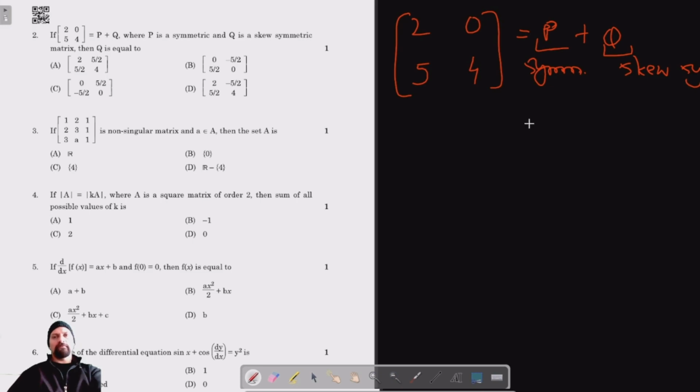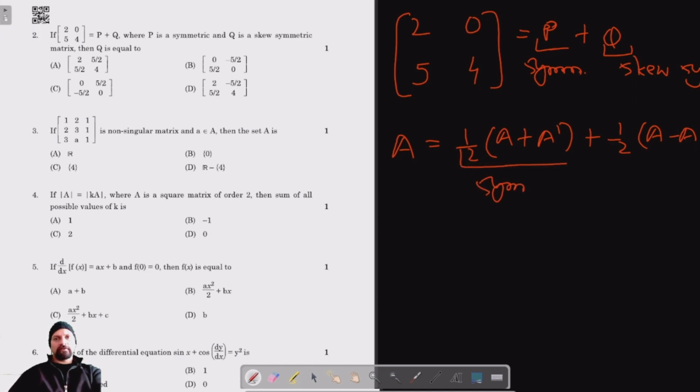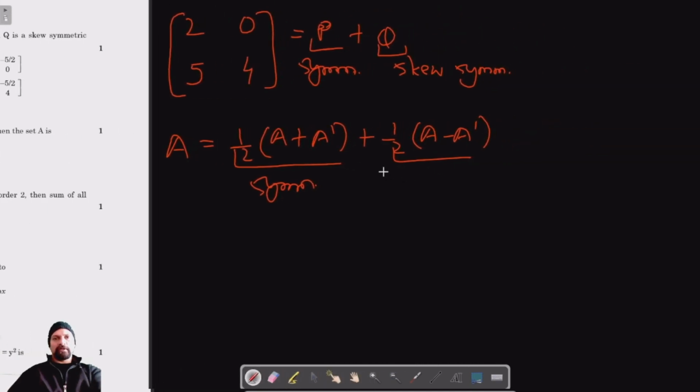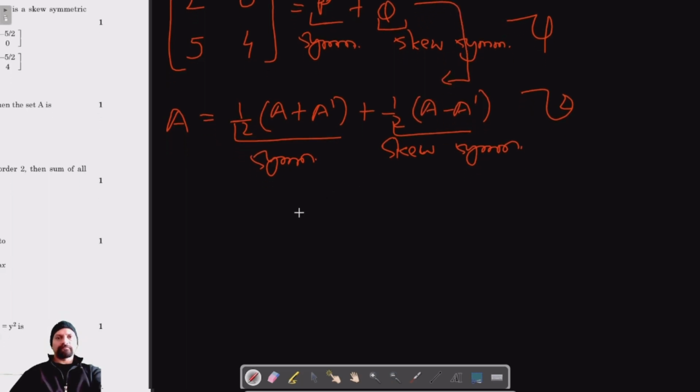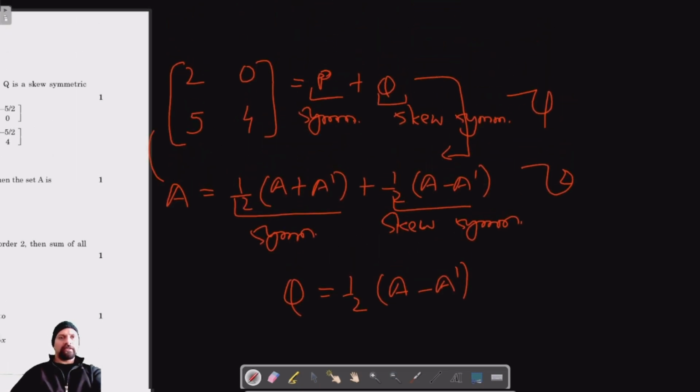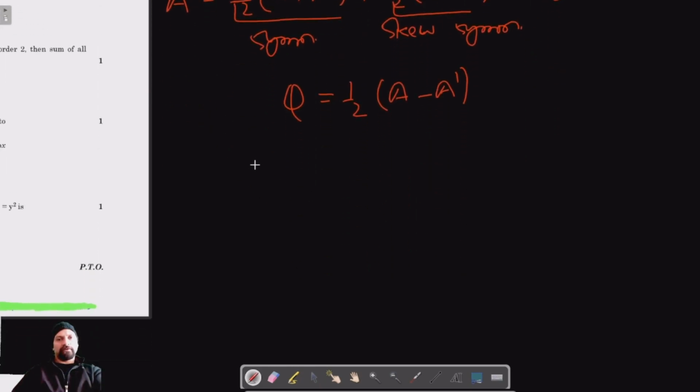Now we know that every matrix can be written as a sum of symmetric and skew symmetric matrix. So this is half into (A plus A transpose) plus half into (A minus A transpose). So this portion is symmetric and this one is skew symmetric. Now if we compare these two portions, Q is equal to half into (A minus A transpose), and A is [2 0; 5 4]. So let's put in the value and calculate it.